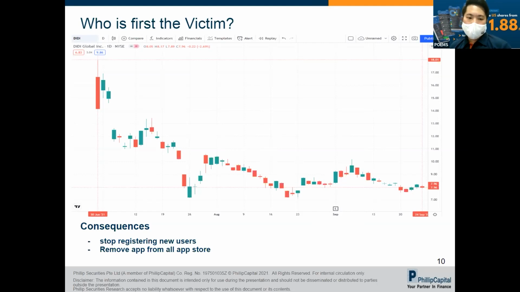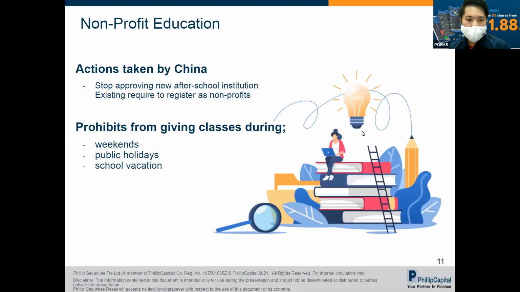Next, I will be talking about non-profit education. It simply means that any new tuition will no longer be approved, and existing tuition centers are required to register as non-profit. So they will no longer be profit-making organizations for tuition established in China. And this non-profit education rule also prohibits giving classes during weekends, public holidays, and school vacations.